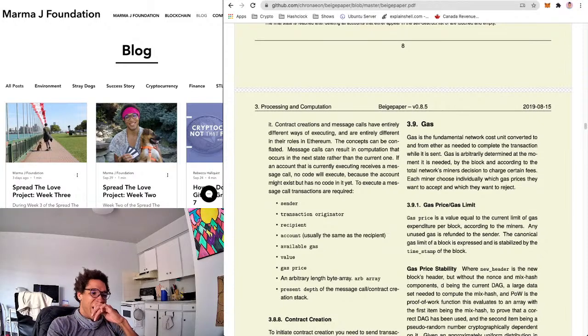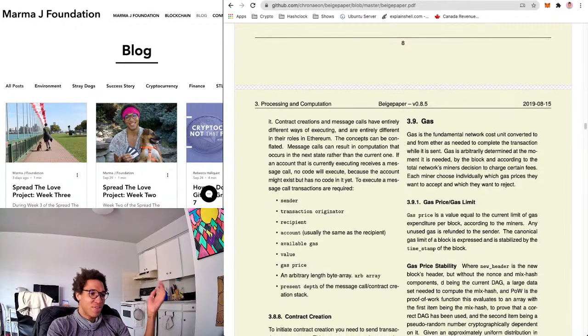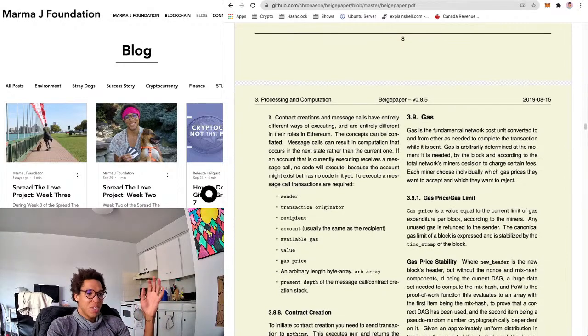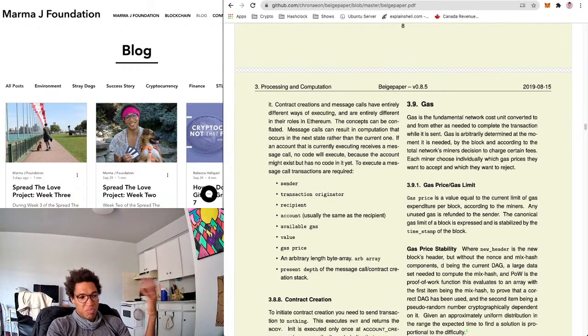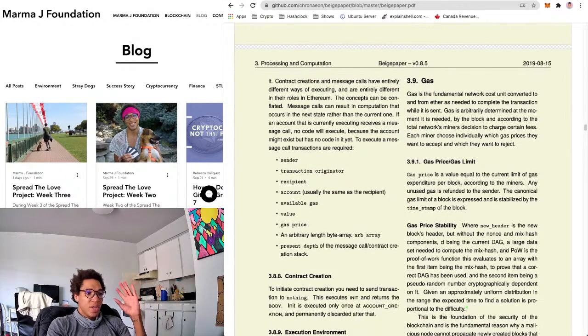Oh man. Sender, originator, recipient, account, usually the same as recipient. Available gas, value, gas price, some sort of data, and then present depth of the message call or contract creation stack. We went through that above.